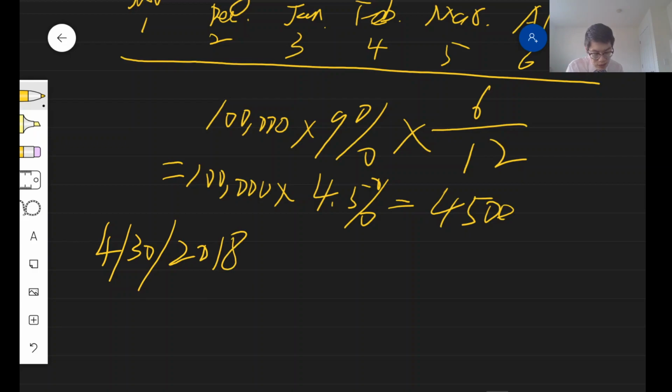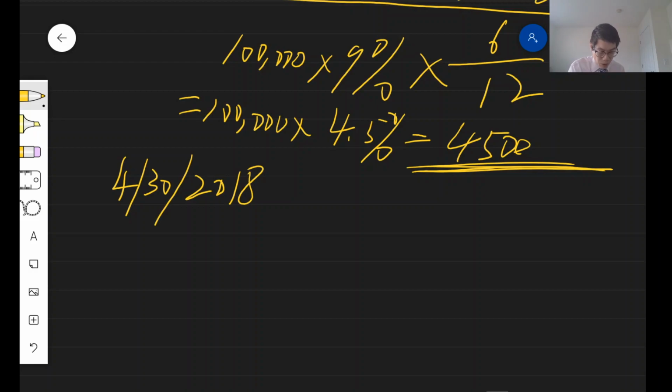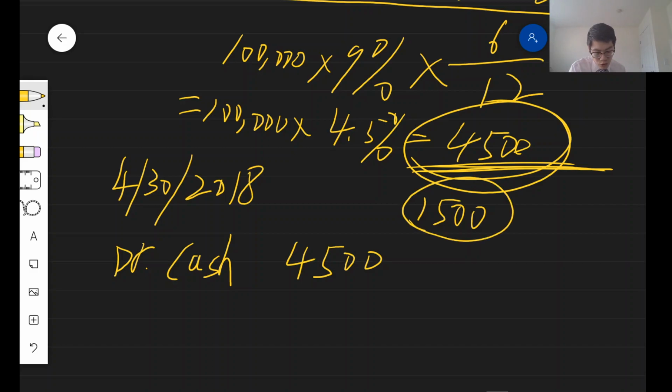And that means on April 30th, 2018, we are going to receive in total $4,500 cash. This is the date when at least part of the interest has to be paid. So that's a real cash income, so we debit cash for $4,500. And out of this $4,500 interest, $1,500 has been recorded as revenue for last year, 2017, and we have an interest receivable from the prior year, 2017.